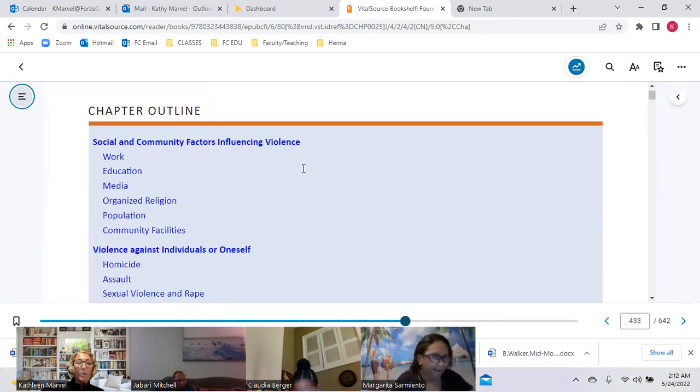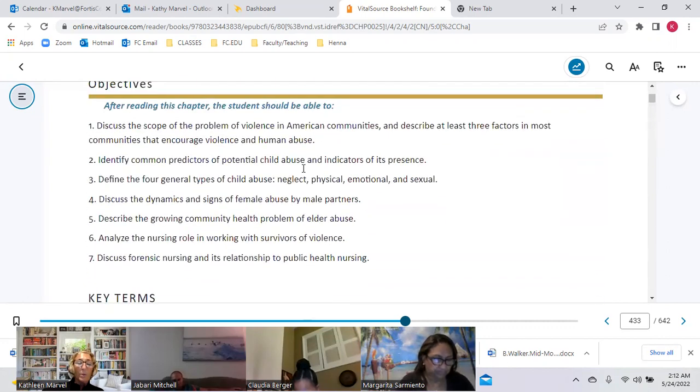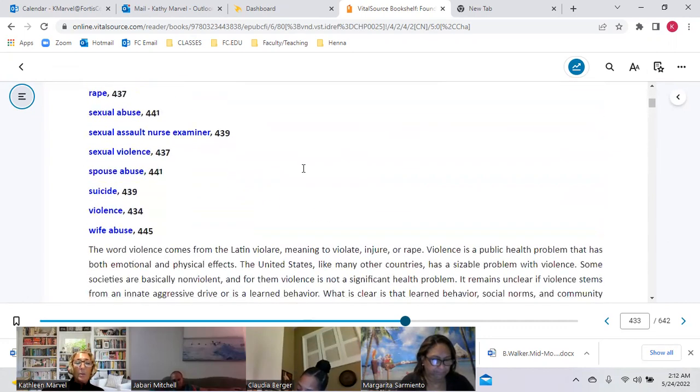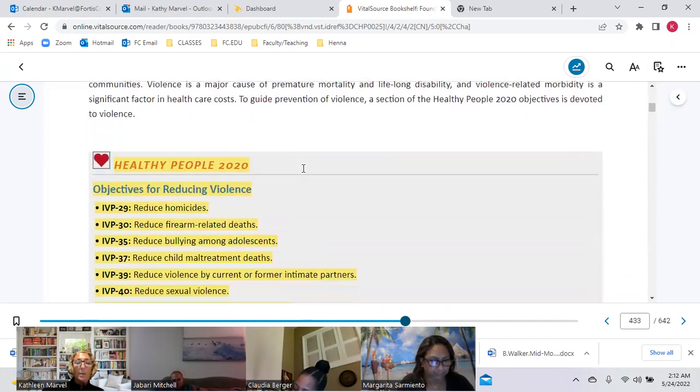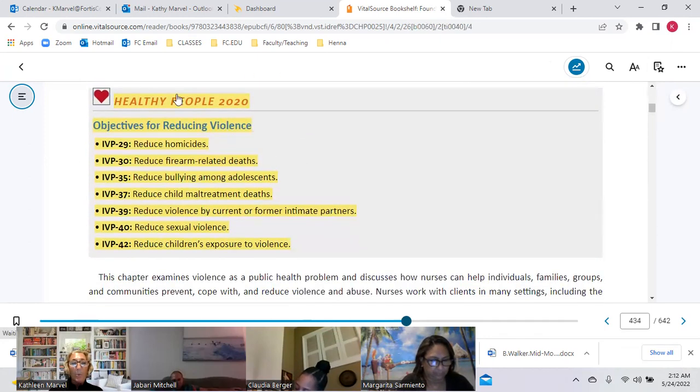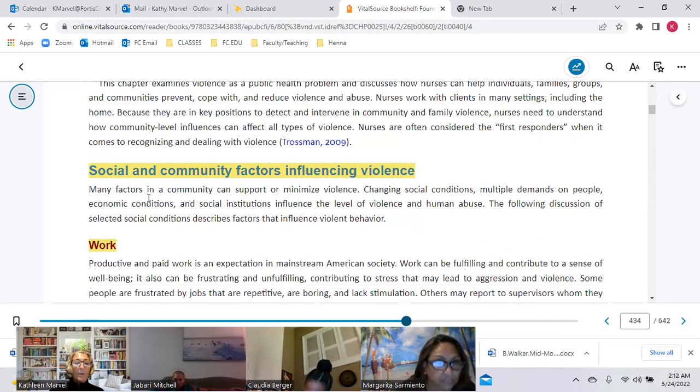The first part of this chapter is the factors, so read your objectives. Page 434, objectives for reducing violence. There are their objectives for reducing violence. Please know these, seven of them. And the first part of this chapter is, what are the factors that influence violence?